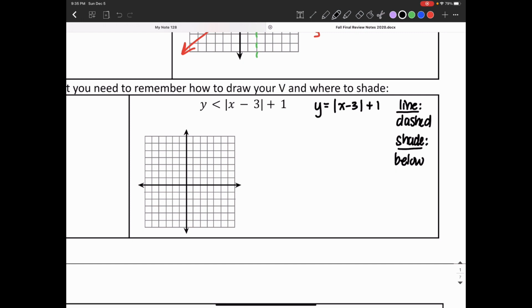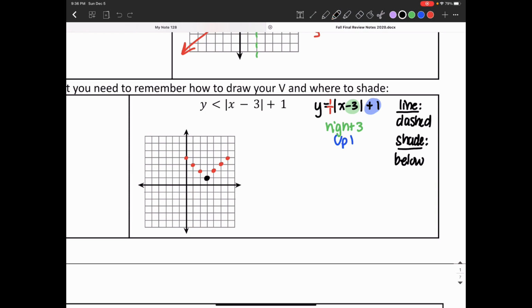Now I can actually graph this guideline, and I know that it's going to be dashed. I have to keep that in mind. I have inside of absolute value -3 and outside +1. So I know I'm moving right 3 and up 1, and I'll end up at right 3, up 1 right here. That's my vertex. And then the slope, I don't see a number, so I know it's 1/1, or just 1. That means I'm going up 1 to the right 1, up 1 to the right 1, up 1 to the right 1, and up 1 to the left 1, up 1 left 1, up 1 left 1. And this is my graph.